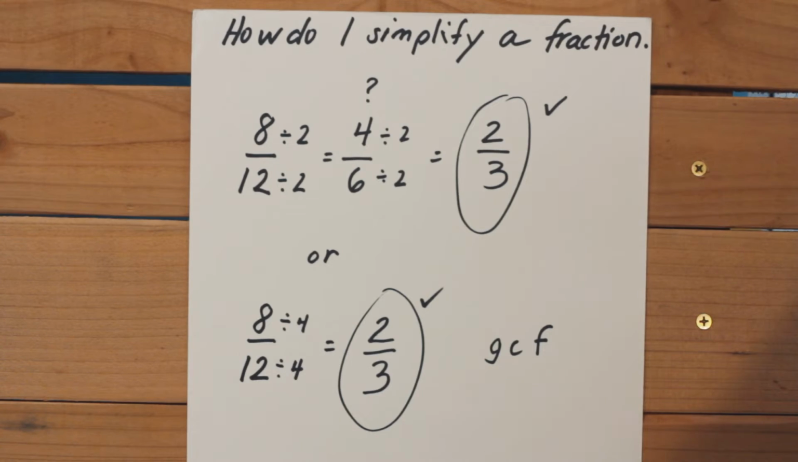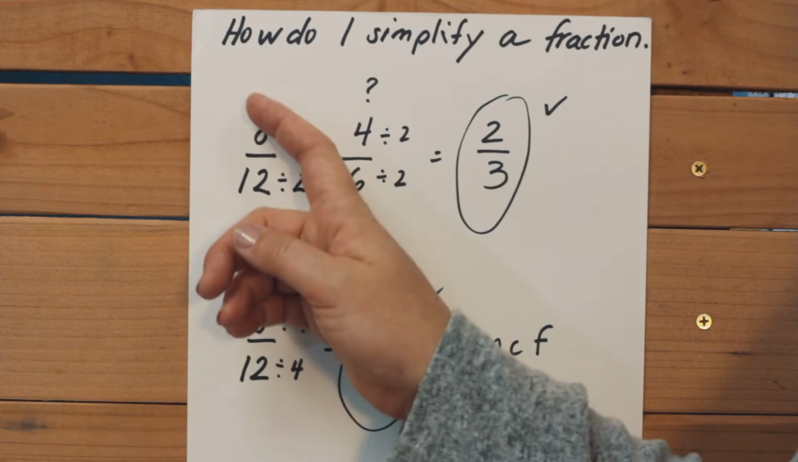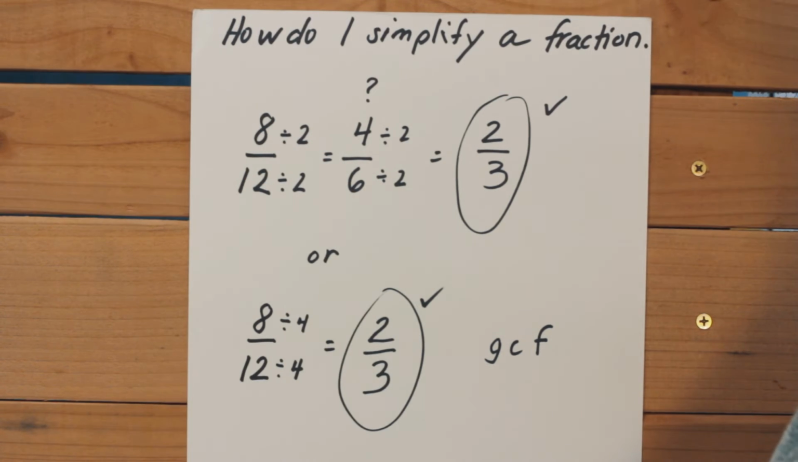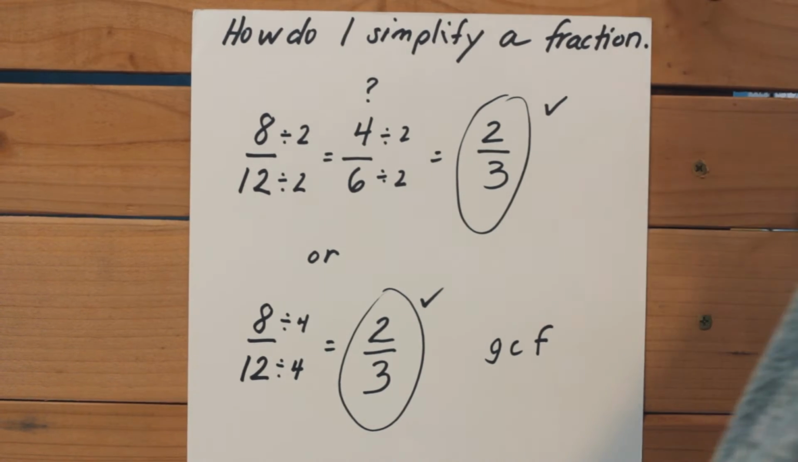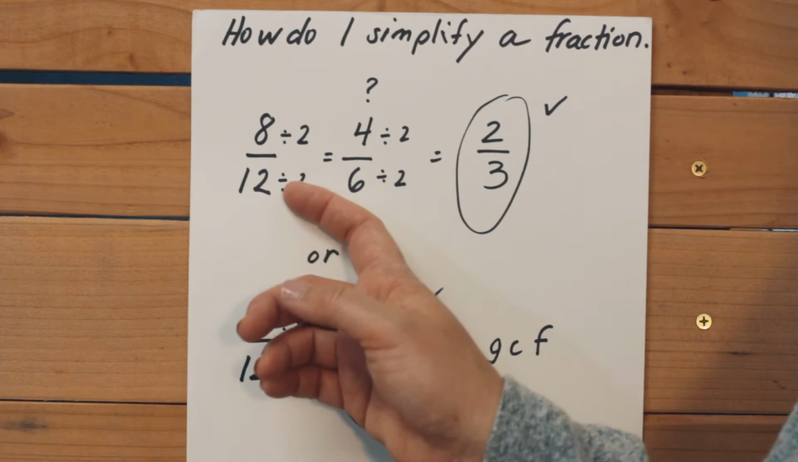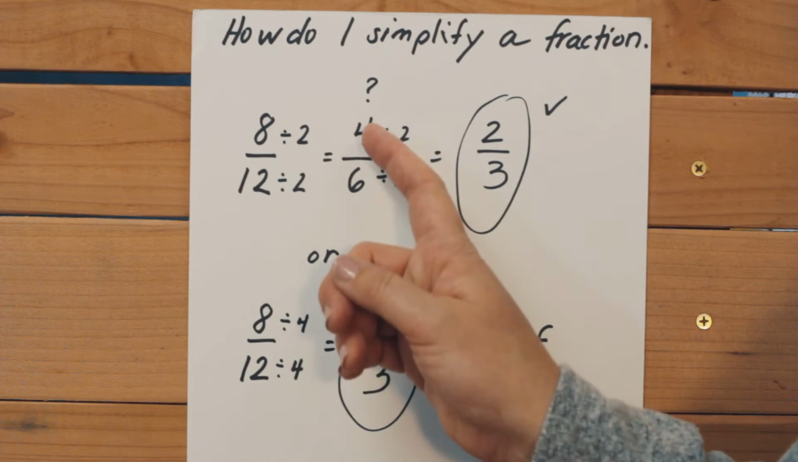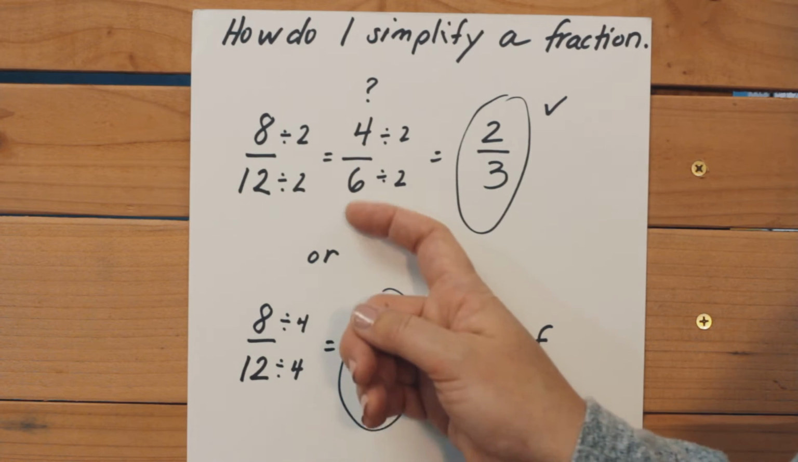How do we simplify a fraction? Say we have the fraction 8/12. There are a couple of different ways to do it. One, you can find a common factor, a factor that can easily divide into 8 and 12. Well, we know that can be 2. So 8 divided by 2 is 4, and 12 divided by 2 is 6.